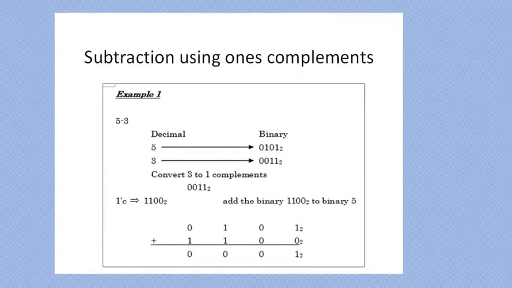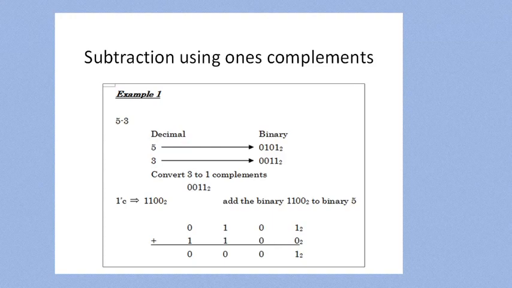Then we can look at subtracting using one's complement. Now, subtracting using one's complement, if you are told like 5 minus 3, the first step is to convert the 5 and convert the 3 into their binary equivalent. Then from there, you need to add them up and get the answer. Therefore, remember, computers usually perform subtraction by adding, and that's what we are doing.